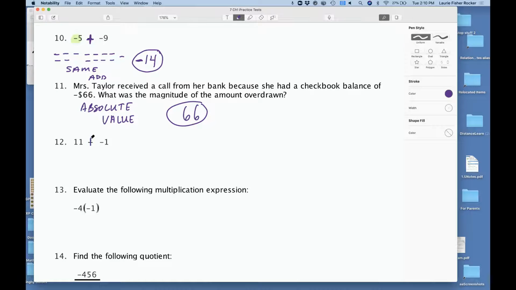Okay, so I've got 11 plus a negative 1. Okay, so it's 11 plus, so we're not doing our 2 marks. We only do that when it's 11 minus or something like that. So it's just basically 10. So that's basically saying we're taking off 1.